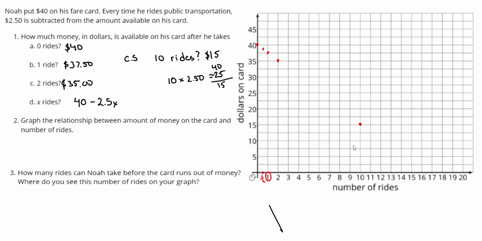And I know we've drawn a lot of lines with linear equations so far, but here's an example where a line really isn't appropriate even though it is a linear relationship.